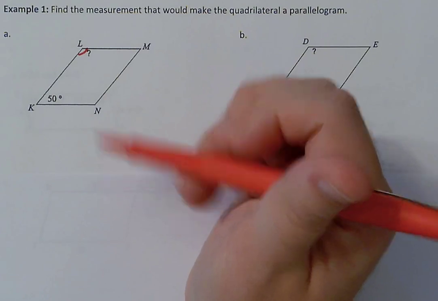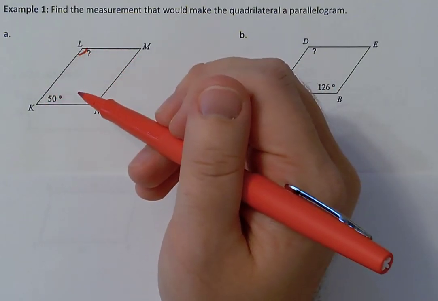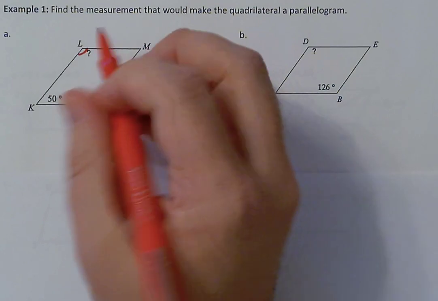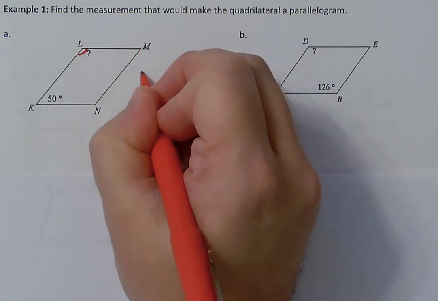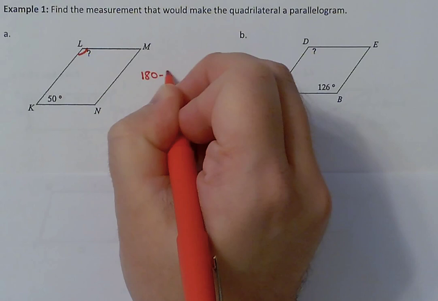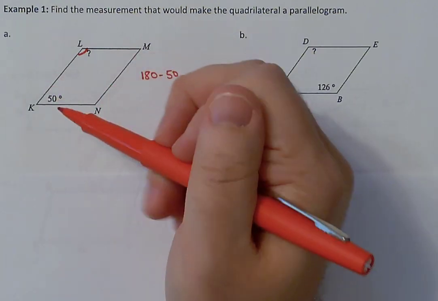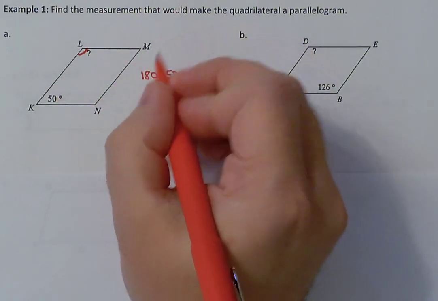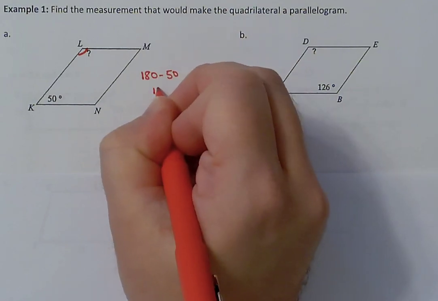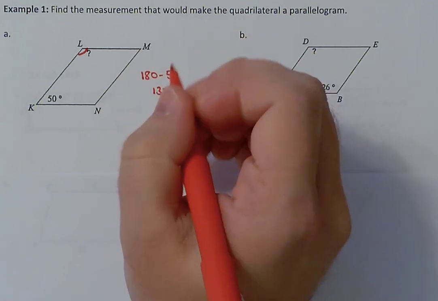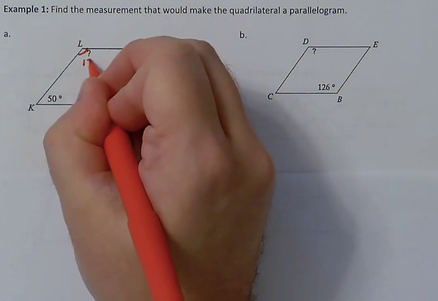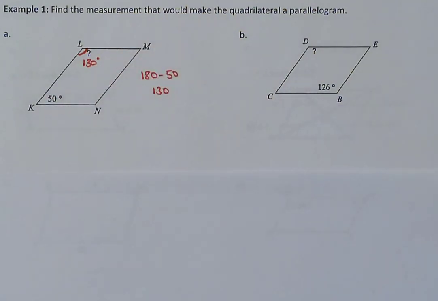Because they are consecutive, because they're next to each other, they need to add up to be 180. So to figure out what L needs to be, we're just going to take 180 and subtract the measure of K, which in this case is 50. So if I do 180 minus 50, we get 130. That means that L needs to be 130 degrees for these consecutive angles to add up to 180, which then tells me that the quadrilateral would be a parallelogram.